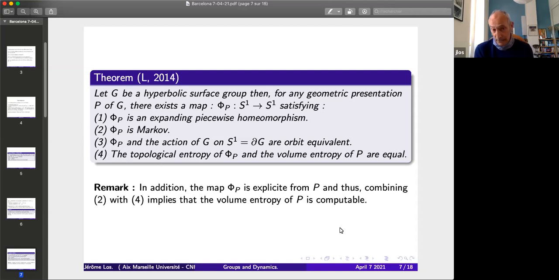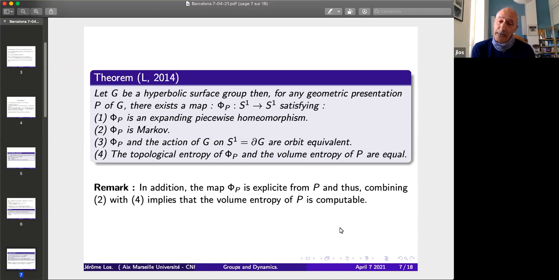The map is Markov in the classical dynamical sense. The map and the group, the action of the group on the circle, are orbit equivalent. And the fourth property, which surprisingly Bowen didn't see, is that the topological entropy of that map, this is one dynamical system, you can compute the topological entropy, equals the volume entropy of the presentation. I'll explain a little bit what the volume entropy is, but this is very similar to the topological entropy.